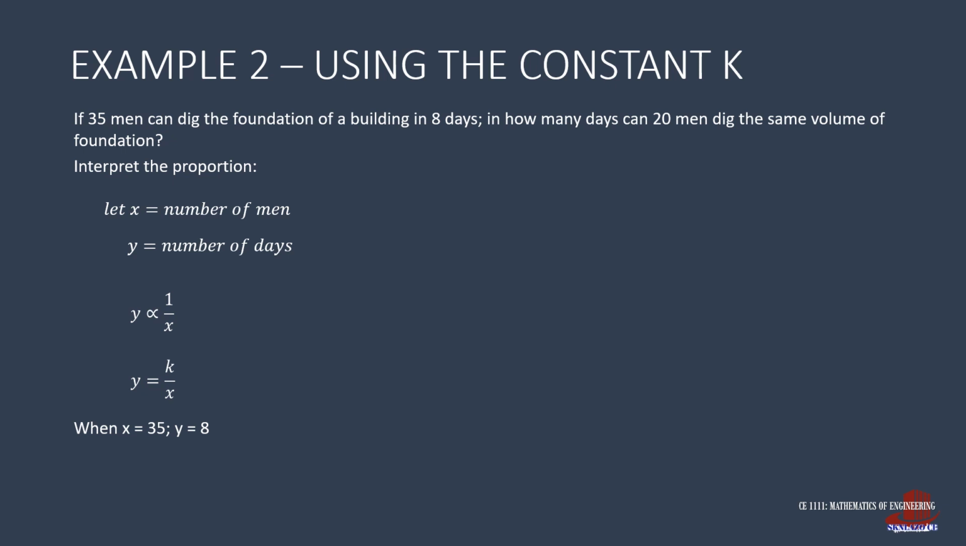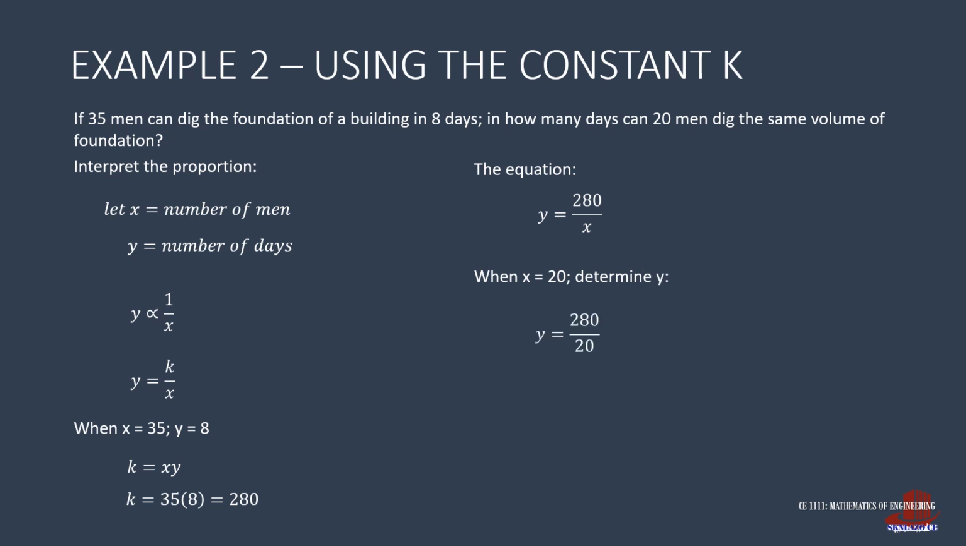From the first case, when x is 35, y is 8. We use these details to solve for the constant k, which is the product of x and y. K is equal to 35 times 8, which results to 280. Thus, the working equation for this example is y equals 280 over x. For the second case, x is given as 20 and we determine y. Y is then 280 over 20, which gives y as 14 days.